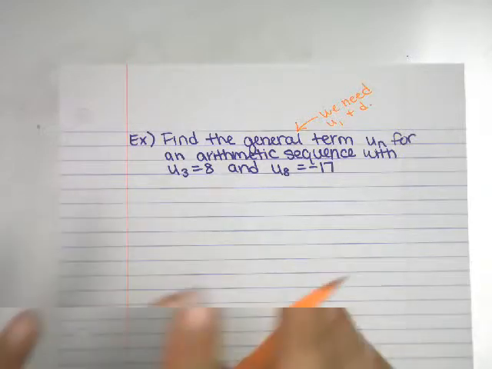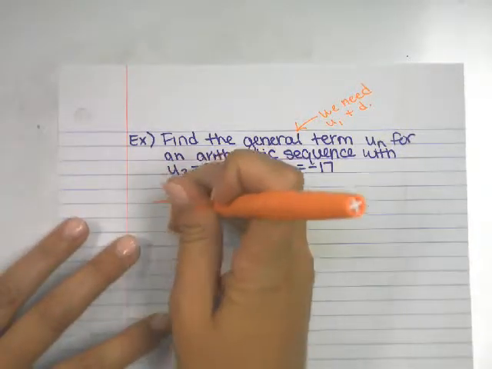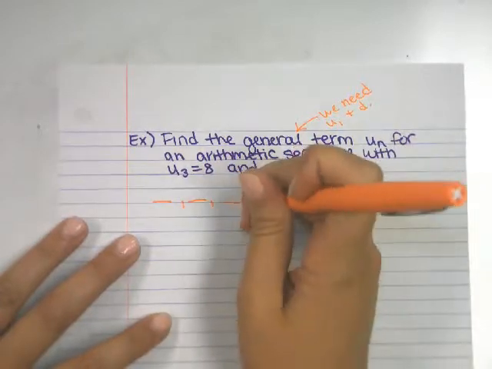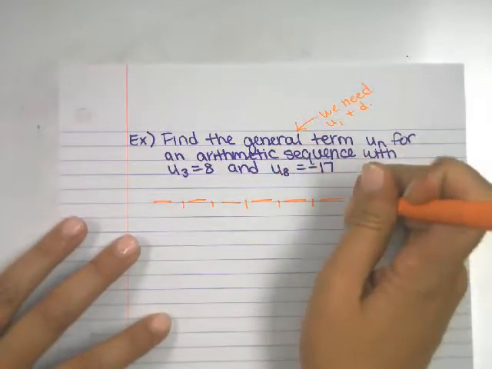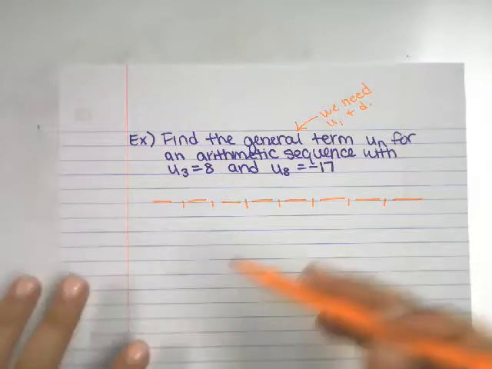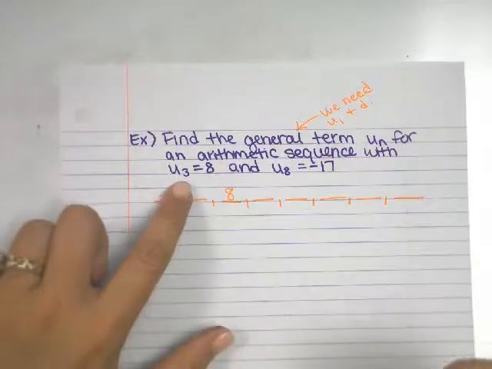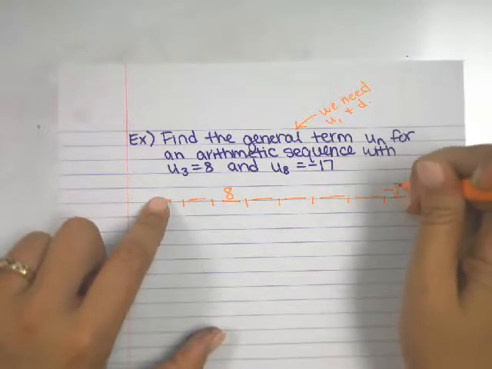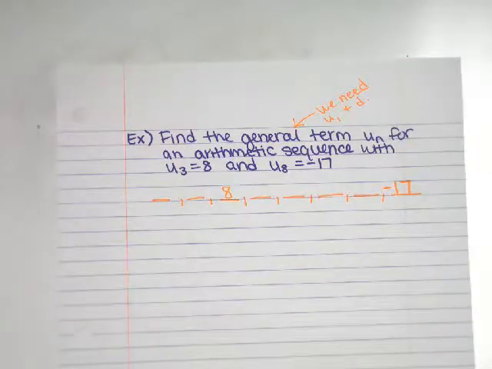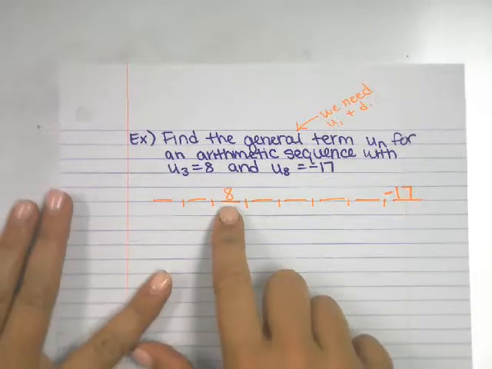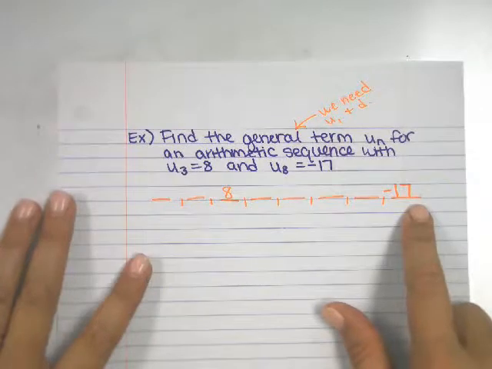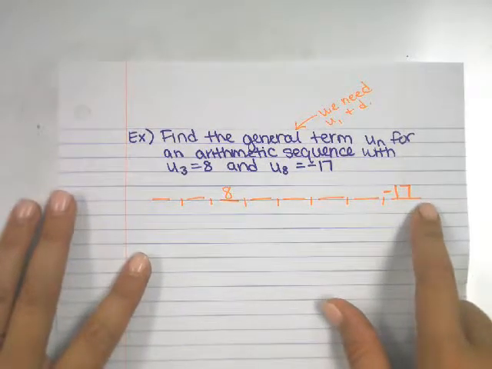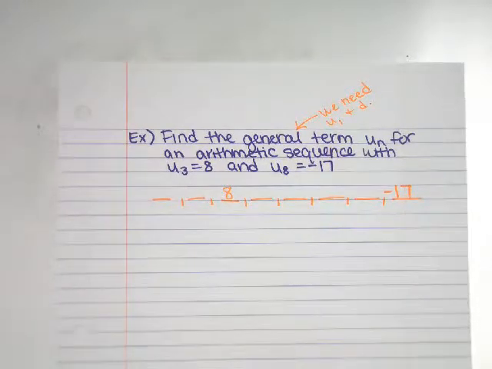On this, I like to do the kind of visual method. First term, second term, third term, fourth term, fifth term, sixth term, seventh term, eighth term. So my third term is 8, that's what this says, and my eighth term is negative 17. The reason I like the visual method is we can start coming up with some ideas about what's happening. If I'm going to start here at 8 and get to negative 17 there, I know I'm subtracting, so it's getting smaller. Okay, so that helps, but smaller by how much?